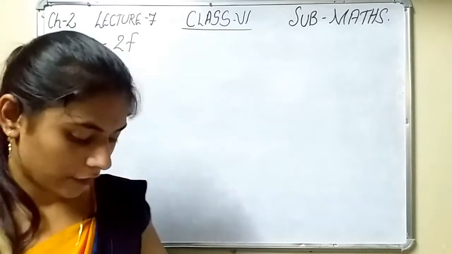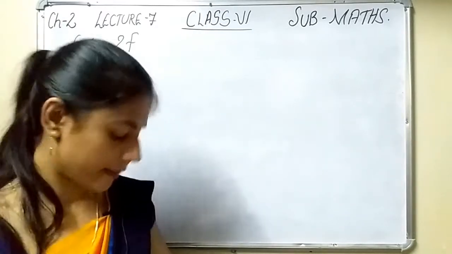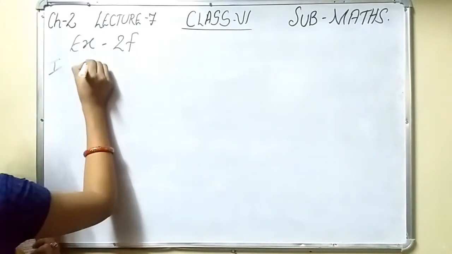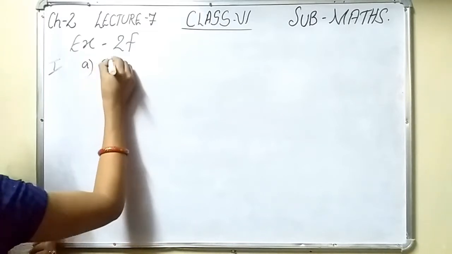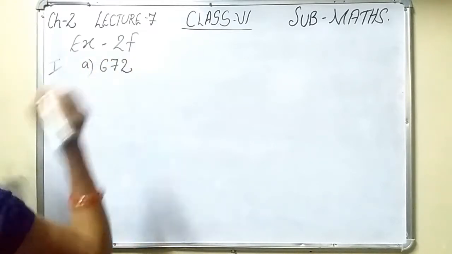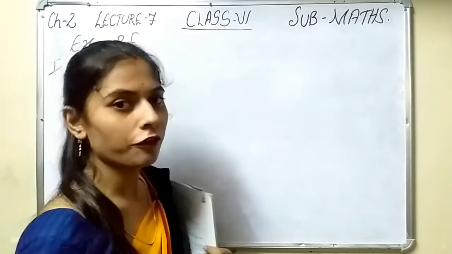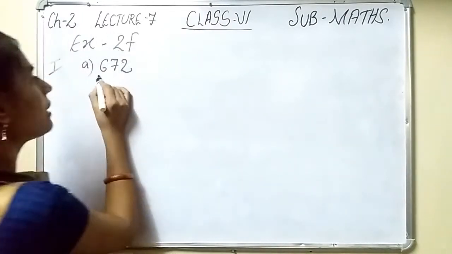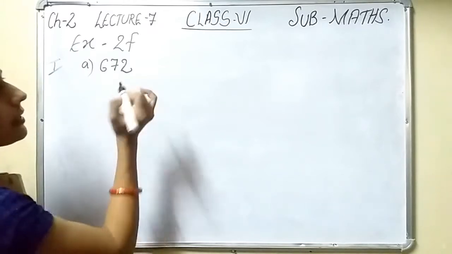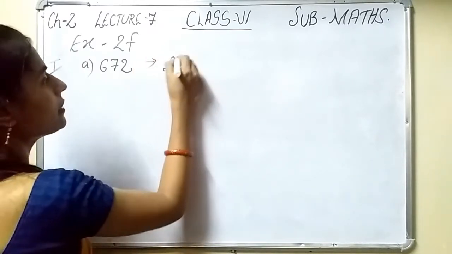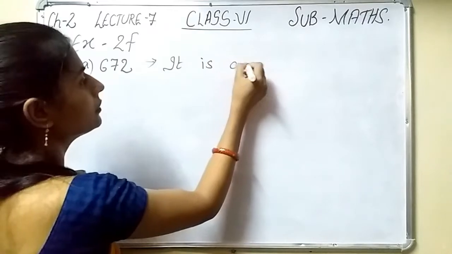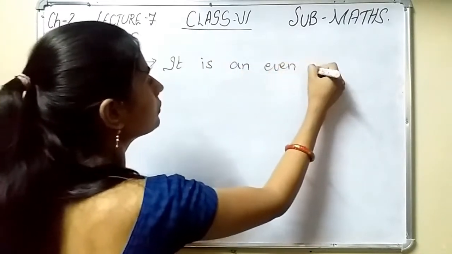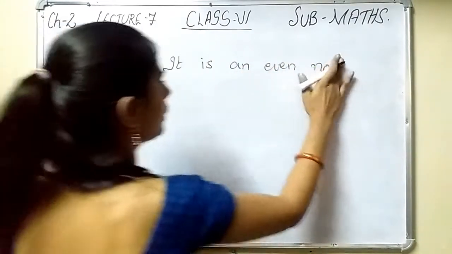From the following, find a number divisible by 6. How to find whether a number is divisible by 6 or not? 6, 7, 2. First of all, you have to apply your first point here: is it an even number or not? 6, 7, 2 is an even number.